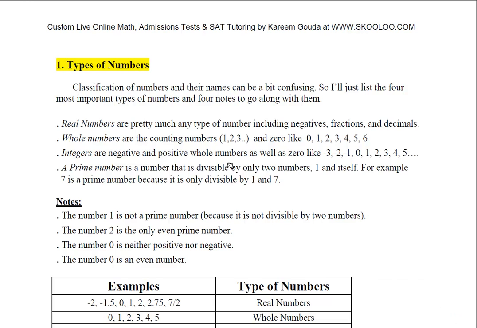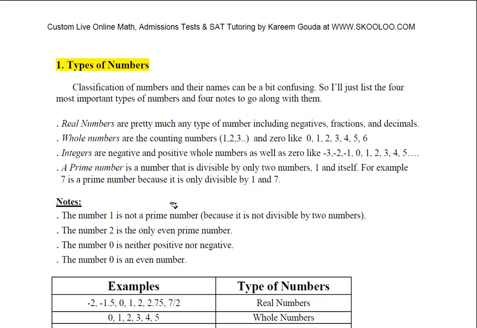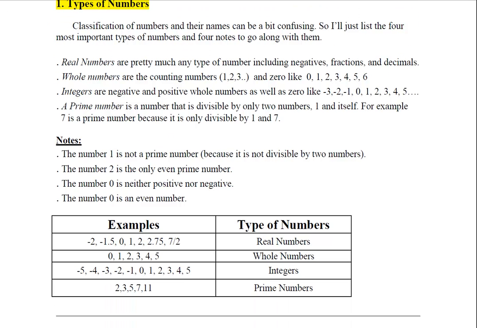Number 1, types of numbers. Now, we basically have these types of numbers, okay, that are shown in the table down here. 1, real numbers, any number, negative or positive, fraction, decimal, whole number, doesn't make a difference. So basically most numbers or any kind of number that we know is considered real number.